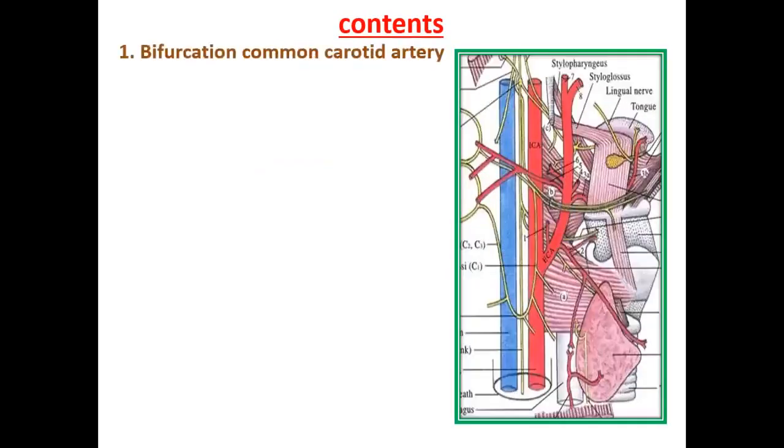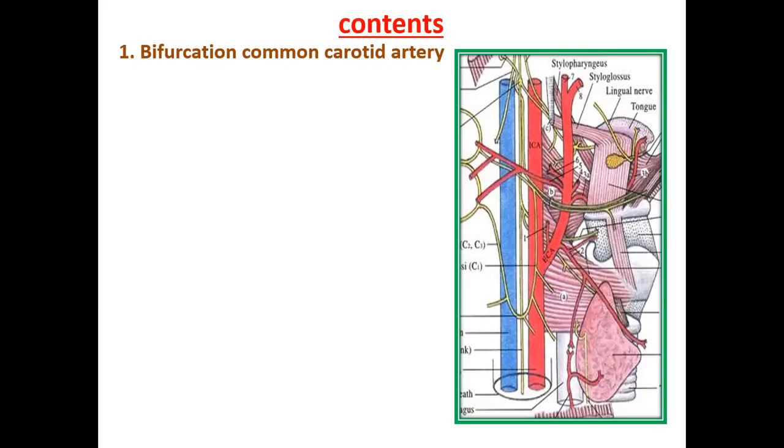The first content is the bifurcation of the common carotid artery. This one is the common carotid artery, at the upper border of the thyroid cartilage. The common carotid artery is divided into two: external carotid artery and internal carotid artery. The internal carotid artery lies posterolateral to the external carotid artery. At the level of bifurcation, adjacent to the internal carotid artery, there is a small swelling called the carotid sinus, supplied by the glossopharyngeal nerve. This carotid sinus acts as a baroreceptor for controlling blood pressure.